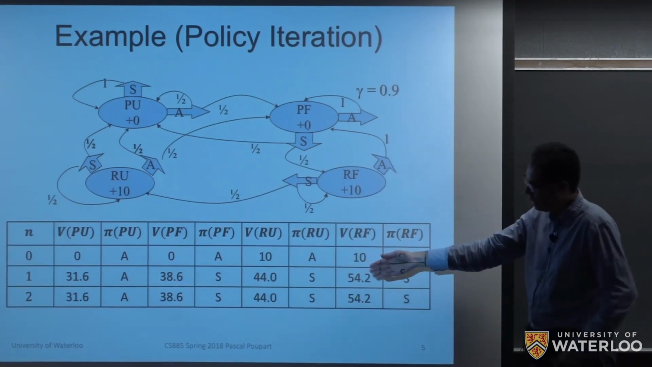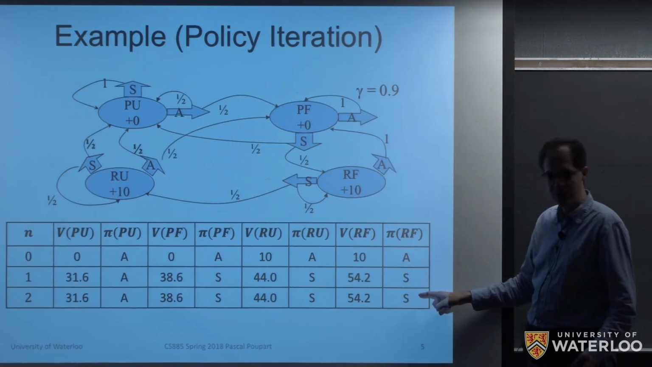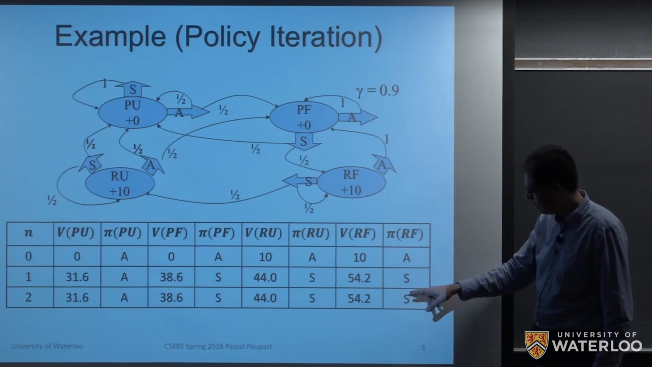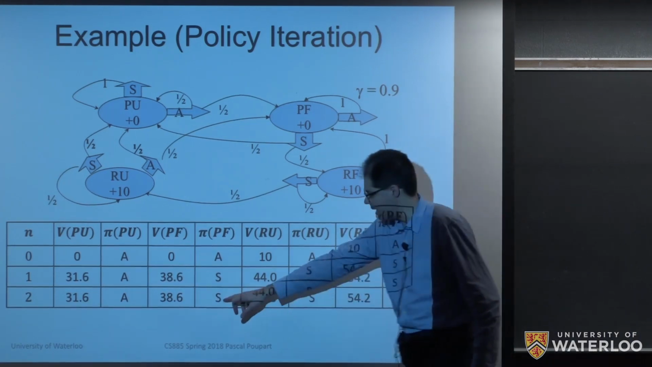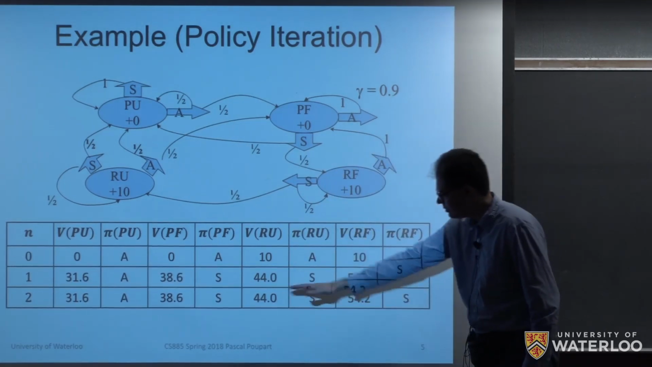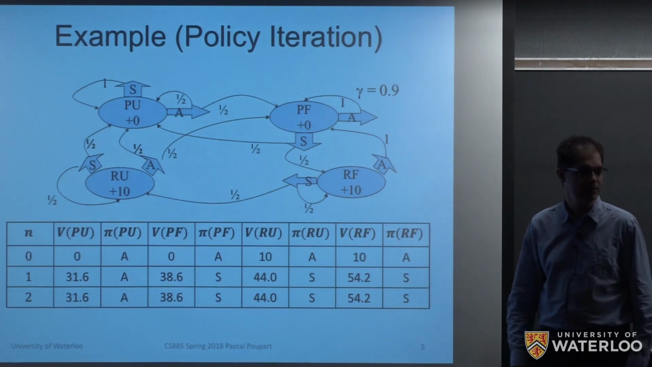And then if we keep going and do a third iteration, we notice that the policy doesn't change. It's going to remain save, save, save, and advertise. And because it remains the same, obviously the value of the policy also remains the same.